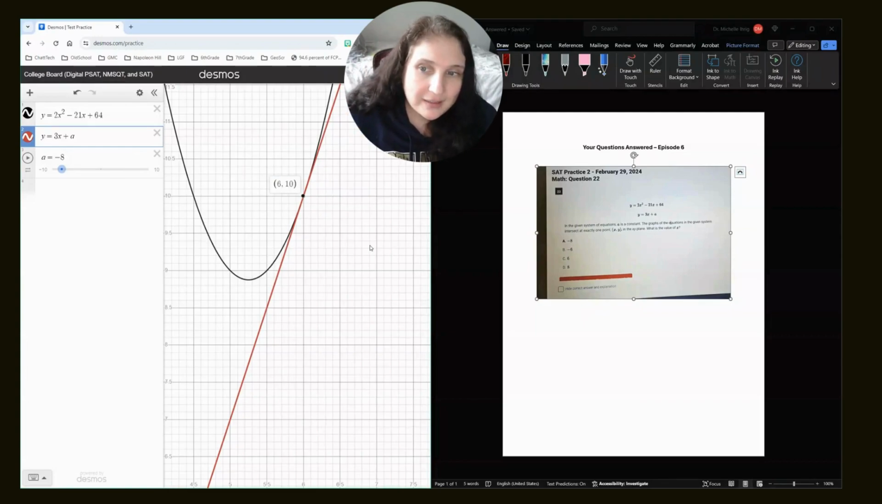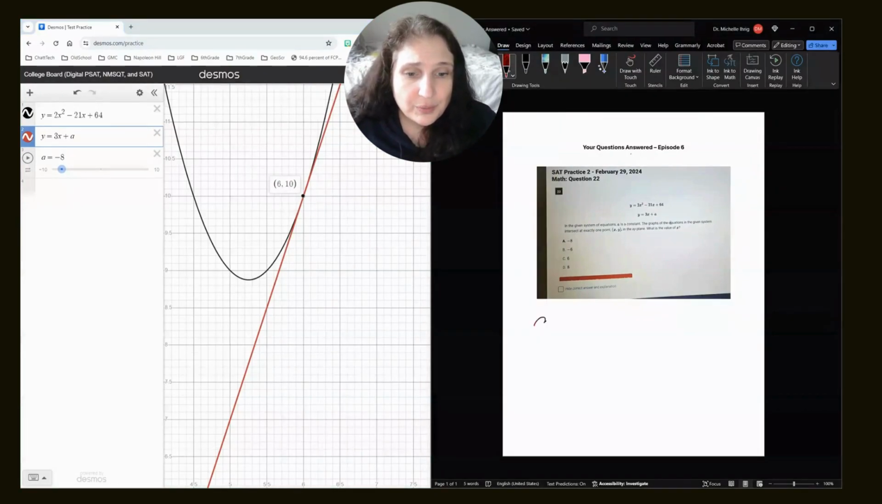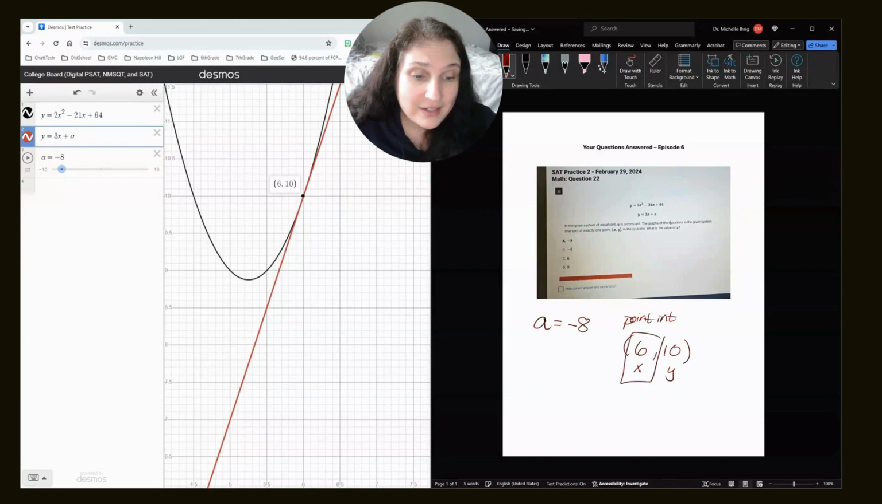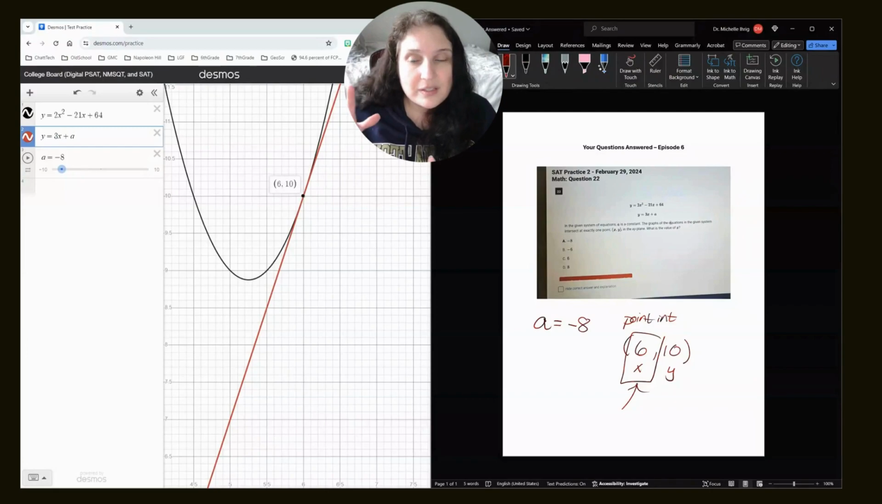Looking at this, we can see that the a value is -8, but our point of intersection is at (6, 10), where 6 is x and y is 10. So the correct answer is 6. Especially as you get to the harder questions in math, you want to make sure you are answering the question and not just clicking.